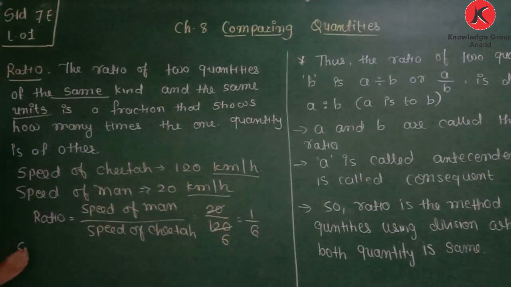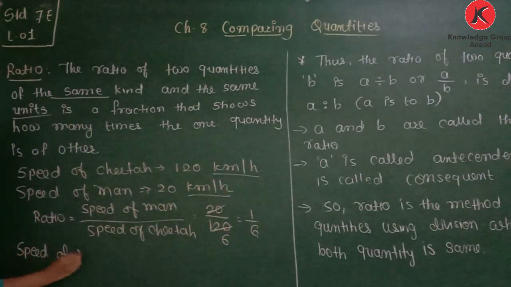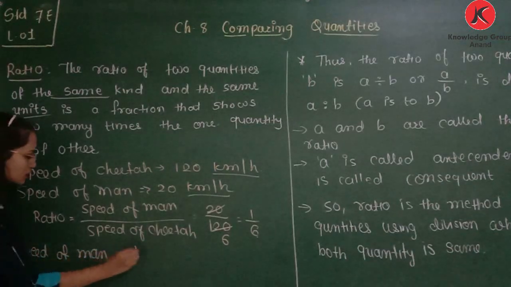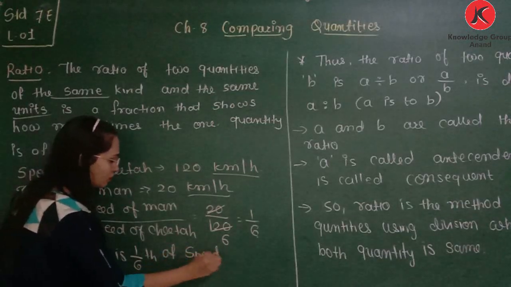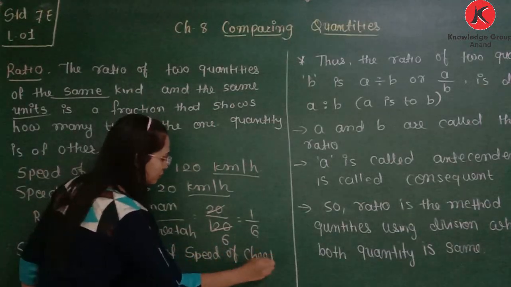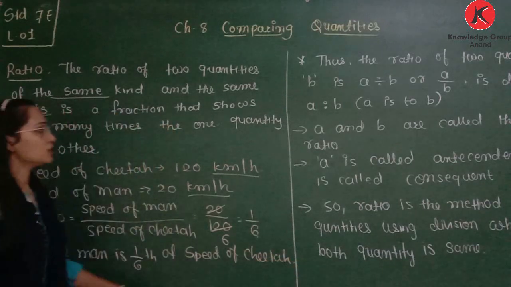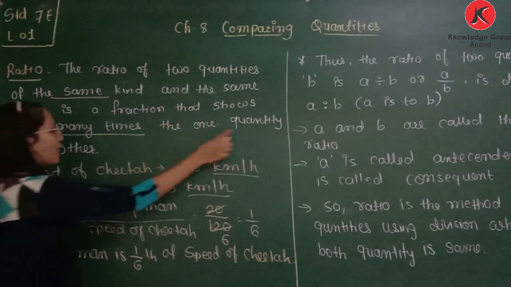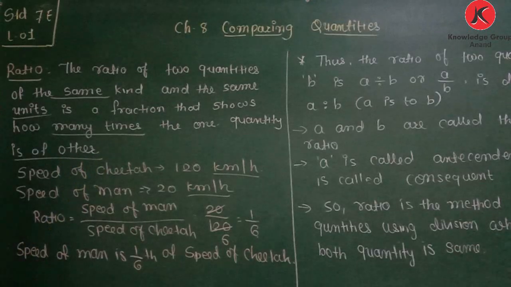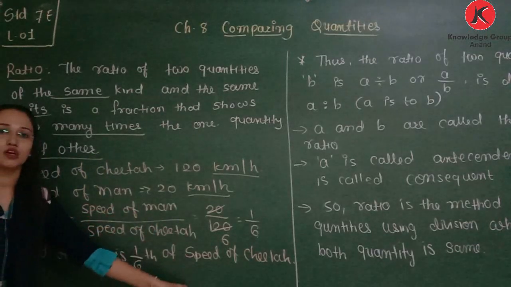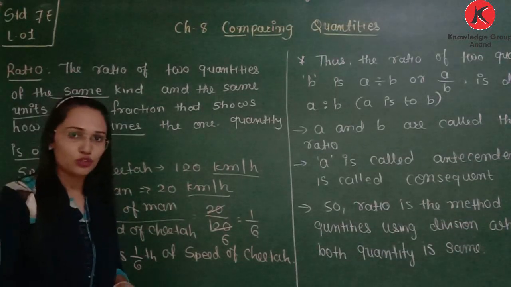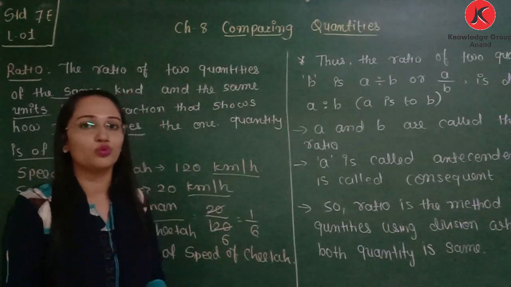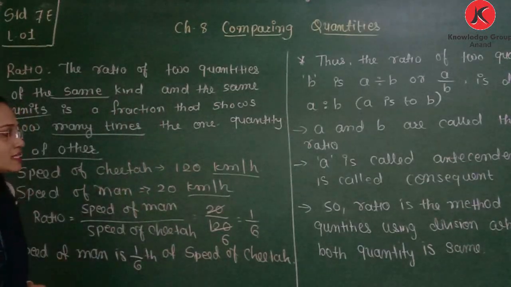We can write: speed of man is 1/6 of speed of cheetah. So this is how many times one quantity is of the other. This is the method of taking the ratio. Whenever you need to find the ratio, you need to perform the division of two numbers. It is like a fraction. Let's take one more example.